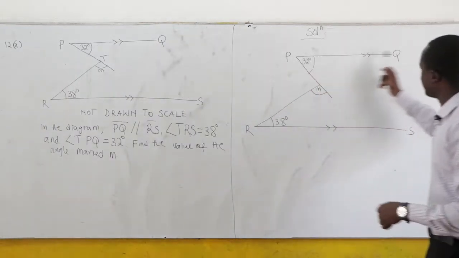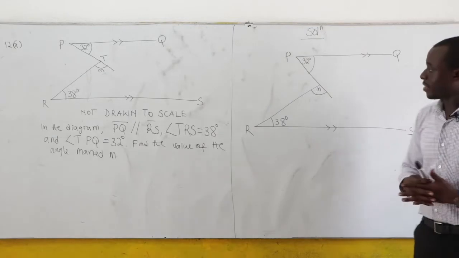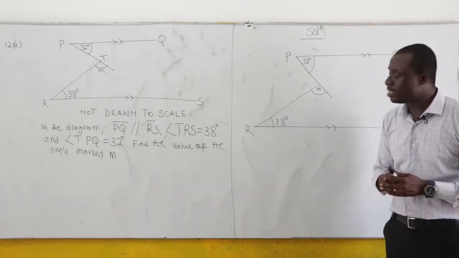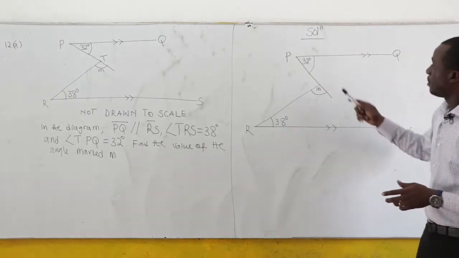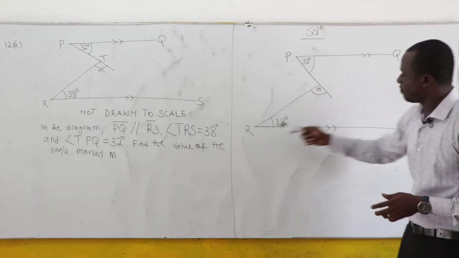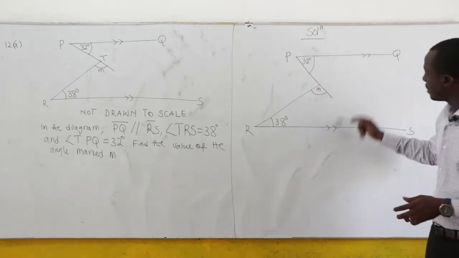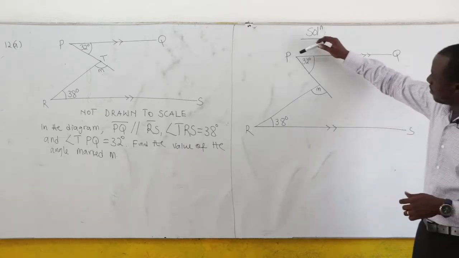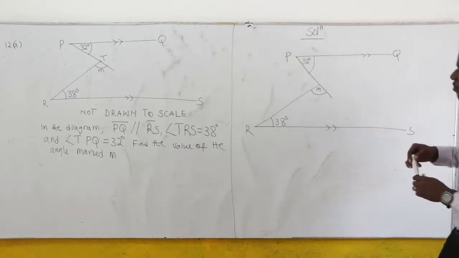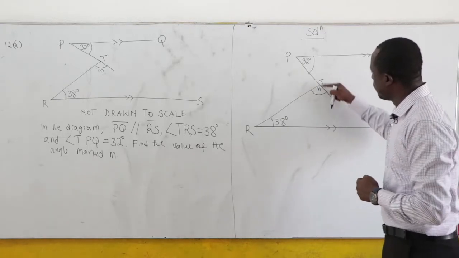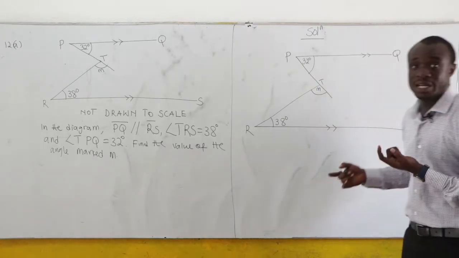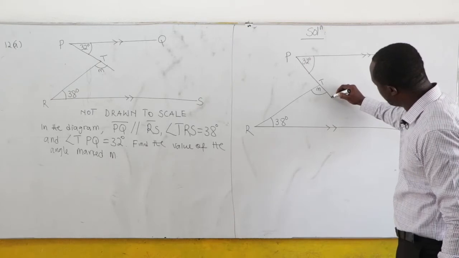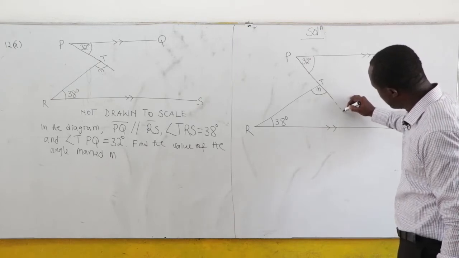In the answer sheet, I would advise you to please redraw. Here, PQ is parallel to RS. Don't forget the arrows should be on it. Clearly, we can extend this line. We know this is T. We can extend this line because it becomes a transversal. So let's extend this line.